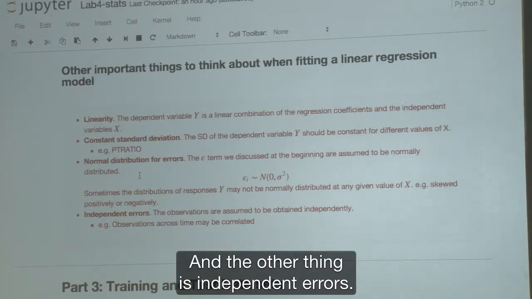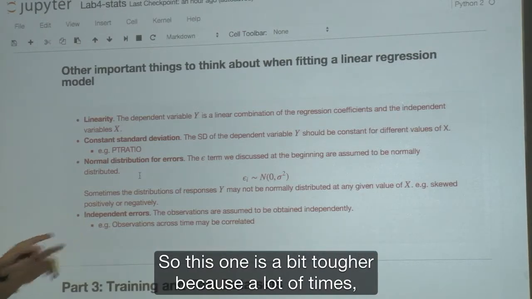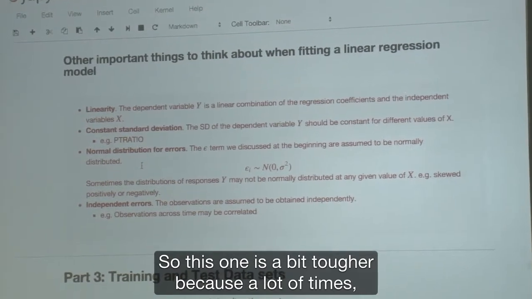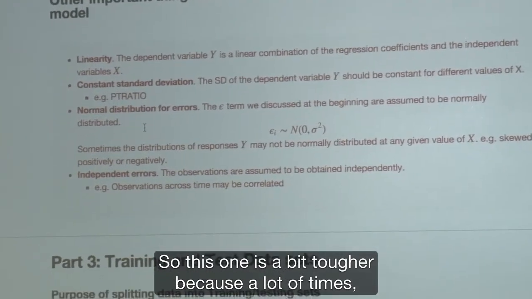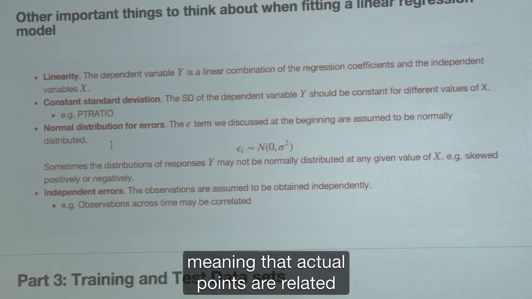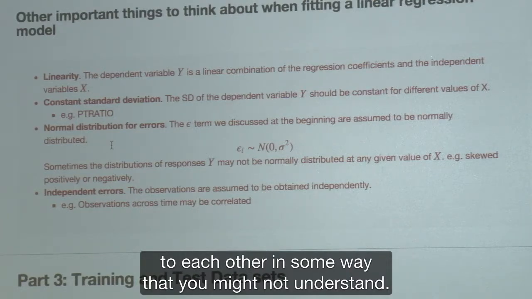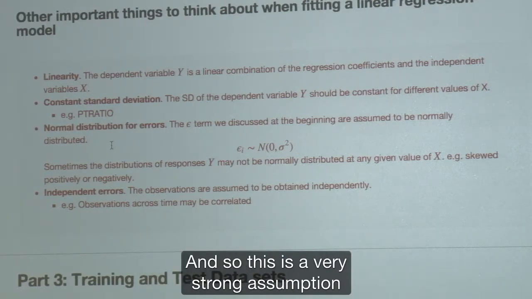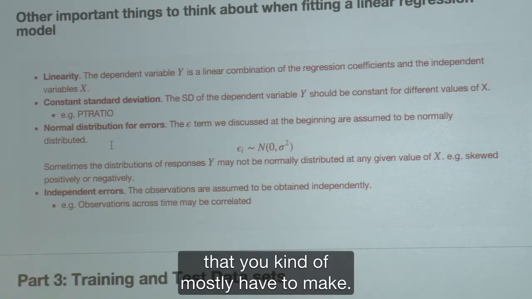And the other thing is independent errors. So this one is a bit tougher because a lot of times you're going to have data that is correlated with each other, meaning the actual points are related to each other in some way that you might not understand. And so this is a very strong assumption that you mostly have to make.